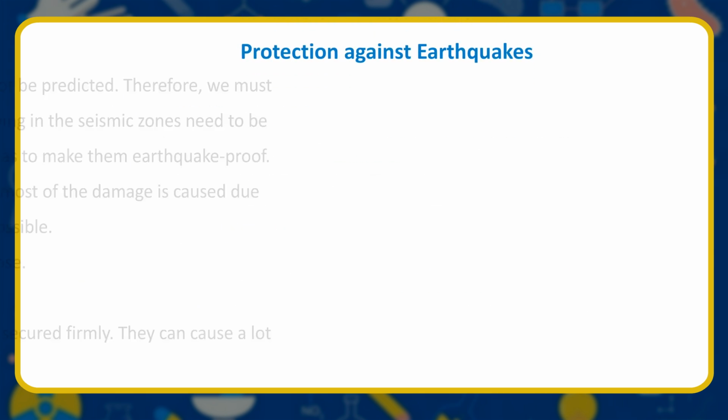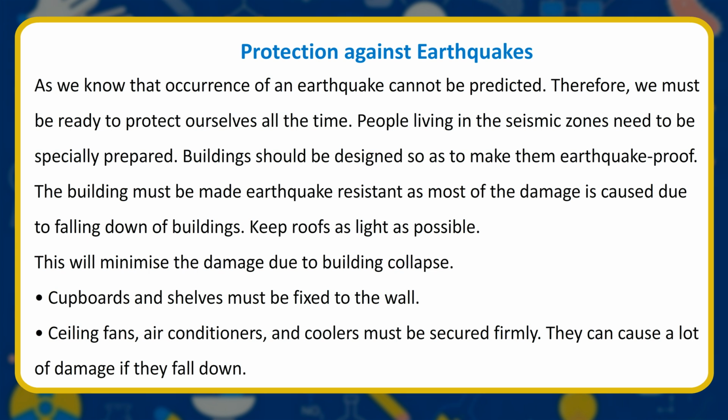Protection against earthquakes. As we know that occurrence of an earthquake cannot be predicted, therefore, we must be ready to protect ourselves all the time. People living in the seismic zones need to be specially prepared. Buildings should be designed so as to make them earthquake-proof. The building must be made earthquake-resistant as most of the damage is caused due to falling down of buildings.